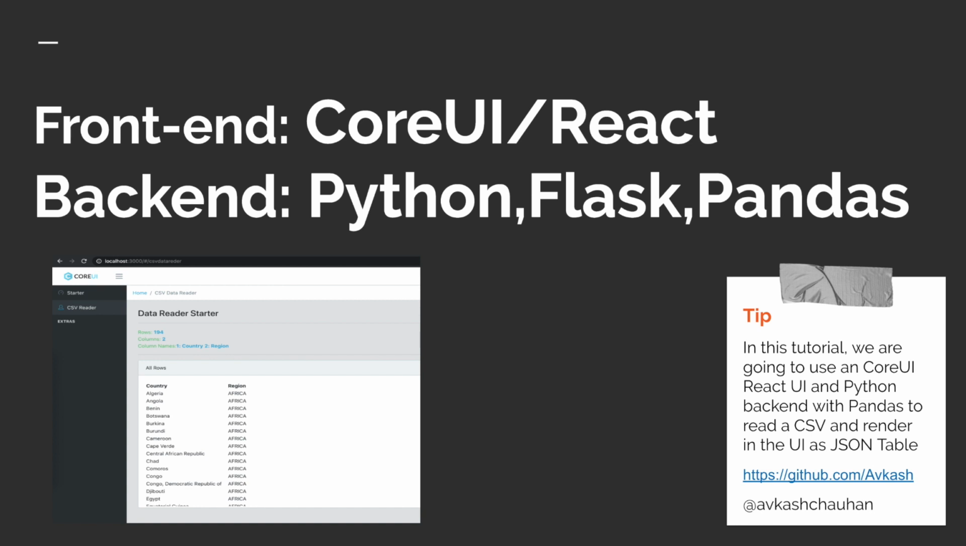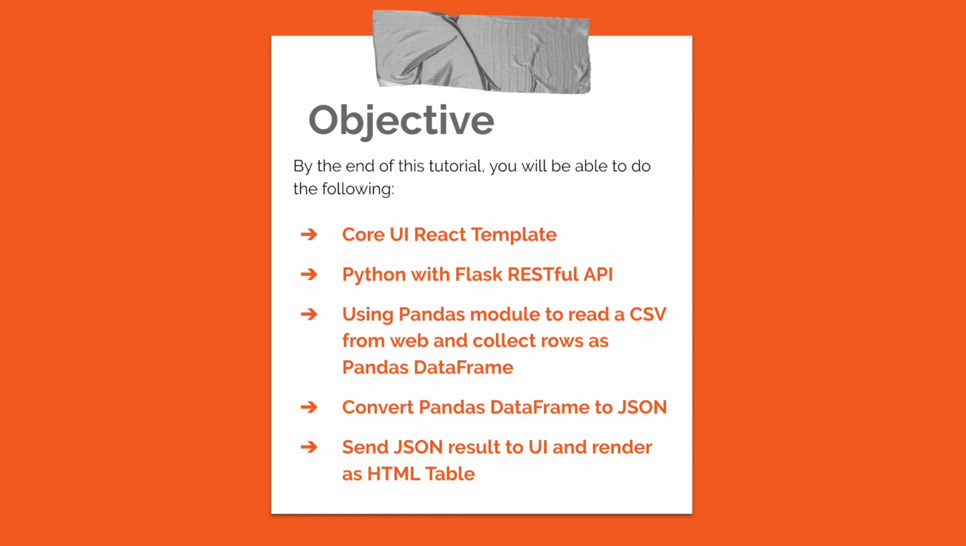This is your instructor Avkash, and in this tutorial we are going to use the CoreUI React template as a front end, and for the back end we are going to use Python, Flask, and Pandas for this project. Our objective is to use the CoreUI React template as a front end and use Pandas in the back end to read a CSV file from the web and collect its data, convert it to a Pandas data frame, and then render that data frame into the UI as a JSON object. So that's our target for this project.